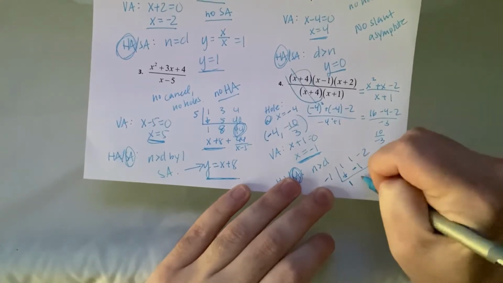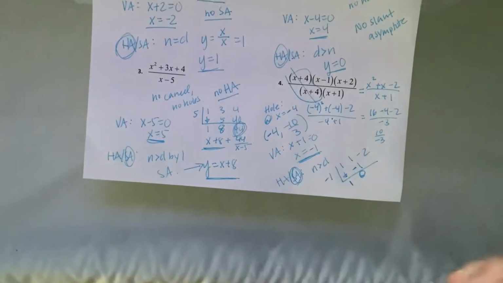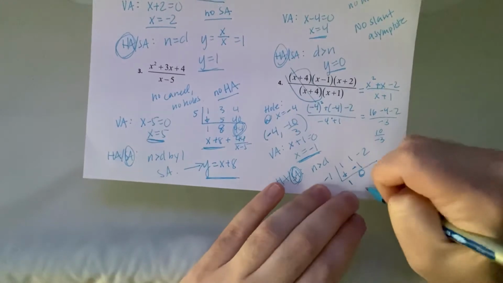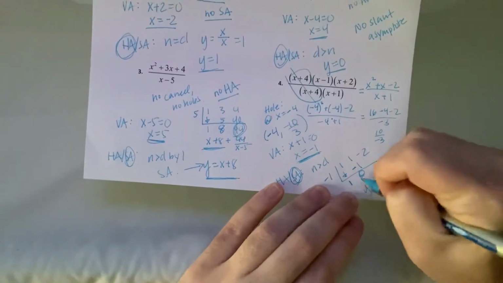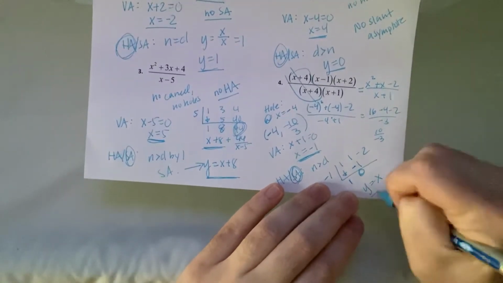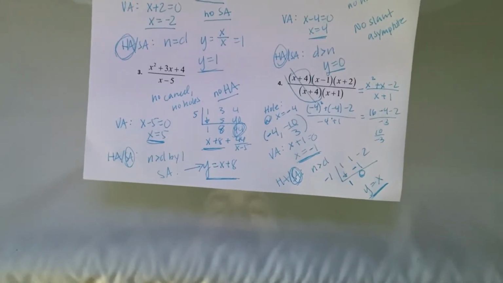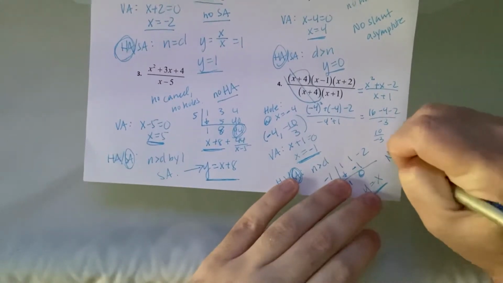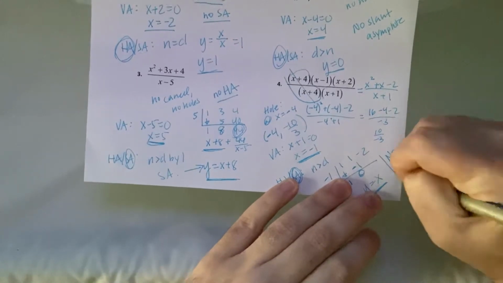When I add here, I get 0. I don't care about the remainder, so I can stop the process. This is the line y equals x plus 0, which means it's just y equals x. So we have a slant asymptote of y equals x, a vertical asymptote at x equals -1, a hole at the point -4, -10/3. That means there's no horizontal asymptote because of the slant.